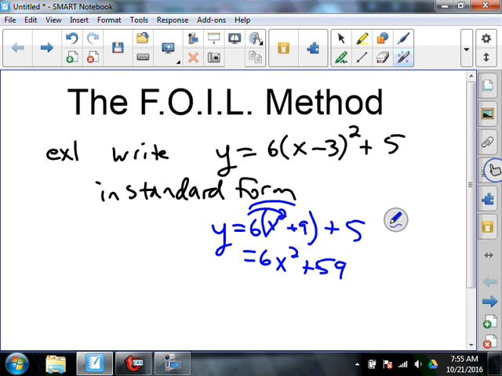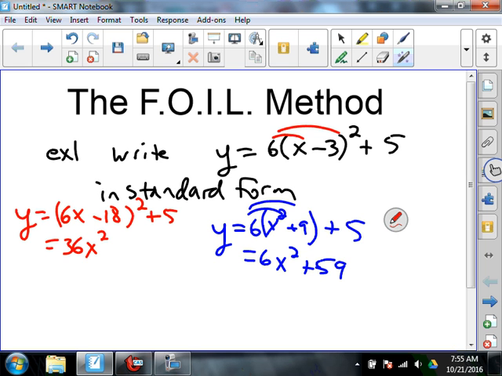So maybe we should distribute the 6 in first. Y equals the quantity of 6x minus 18, the quantity squared, plus 5. So that would be 36x squared plus 324 plus 5. So that would be 36x squared plus 329. And that's wrong also.